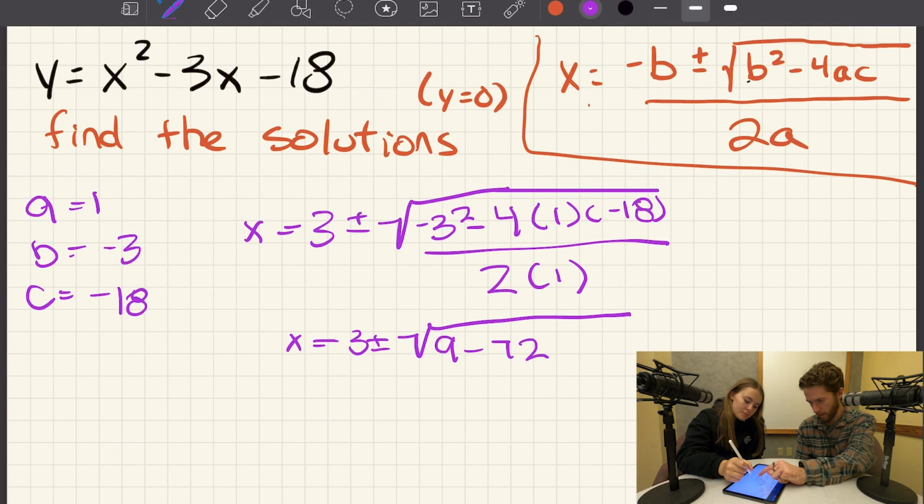You can have the negative there, but if you put this negative there, then you need to make sure to keep this negative on the 72. The moral of the story, what's a negative times a negative? A positive. So that can just be 9 plus 72.